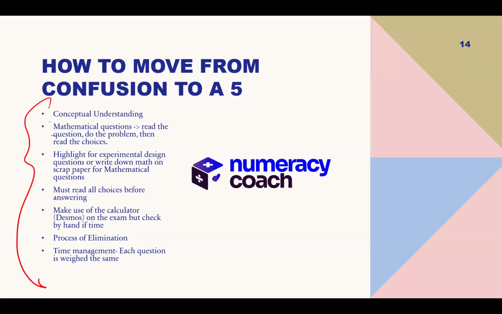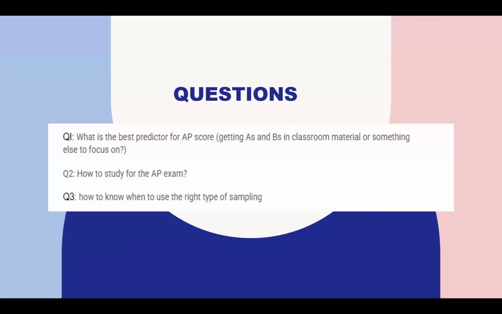But why don't we answer some of the questions that some students who registered actually gave to us to ask. So one of the questions was, what is the best predictor for AP score? Is it getting A's and B's in classroom material or something else to focus on? So why don't I start answering this, and I would love for you to add on to it, Bureau.